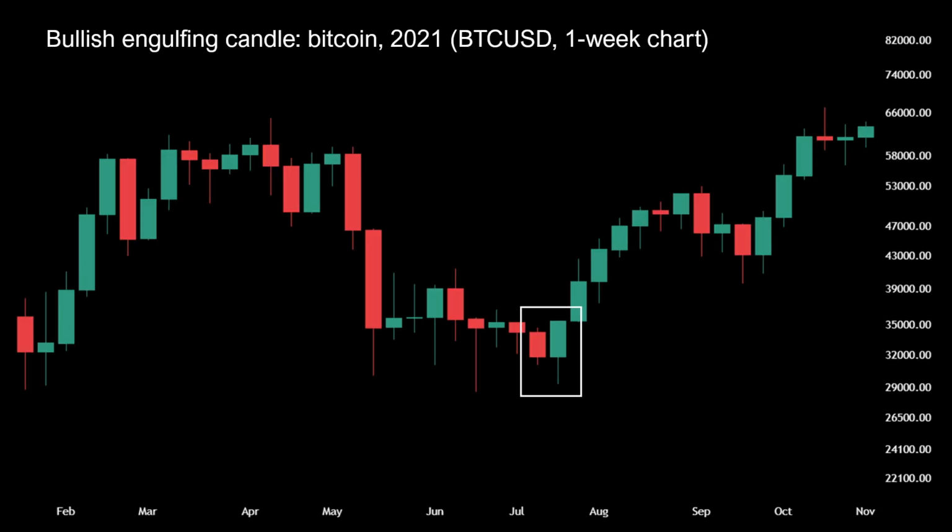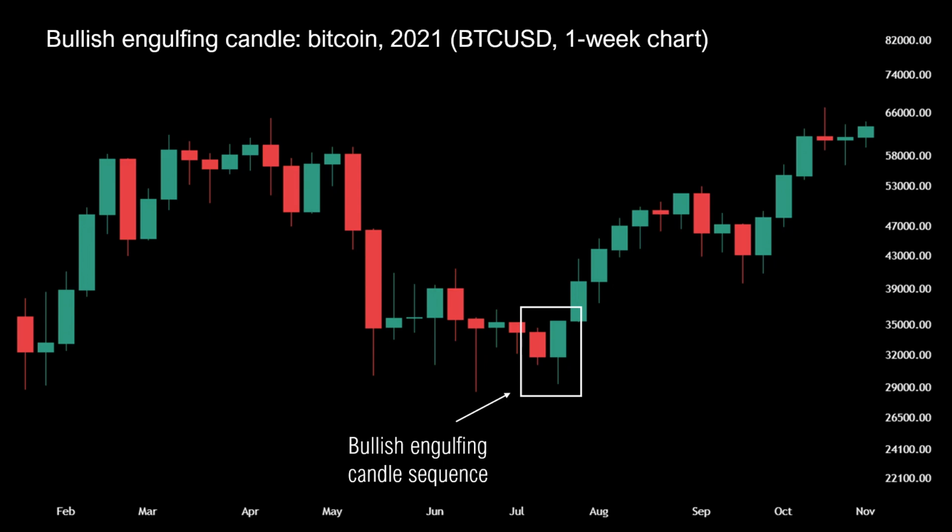And here's an example of a bullish engulfing candle for Bitcoin on the 1-week chart. Notice how the price looked like it was about to fall over after the first red candle in the sequence, but things looked very different after the green engulfing candle that came after it. A clear sign that buyers were about to take control.